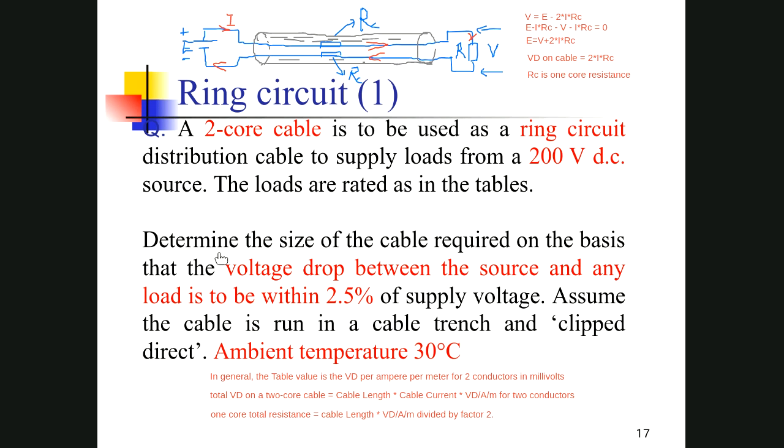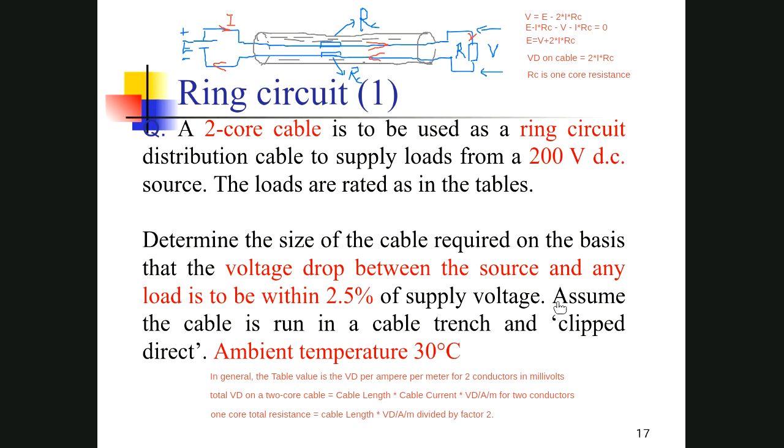Now, determine the size of the cable so that the voltage drop from the source to any load in the circuit is within 2.5% of the supply voltage. So we have several loads, and you should choose a cable so that the cable voltage drop per ampere per meter is small enough so that the total voltage drop from the source to any load in the circuit is smaller than 2.5% of the source voltage. That's the meaning of it.